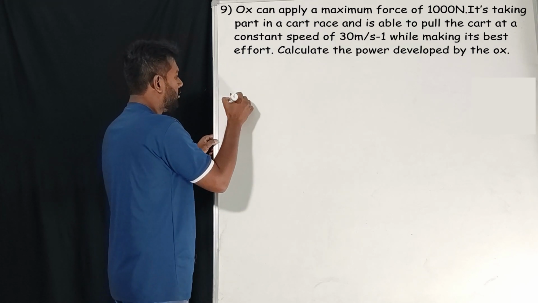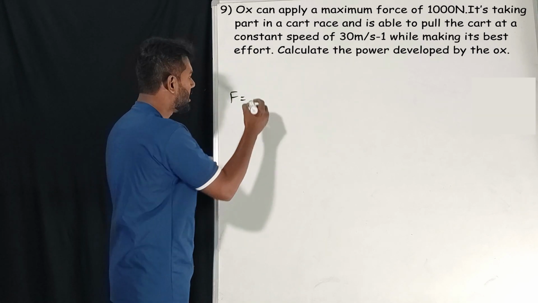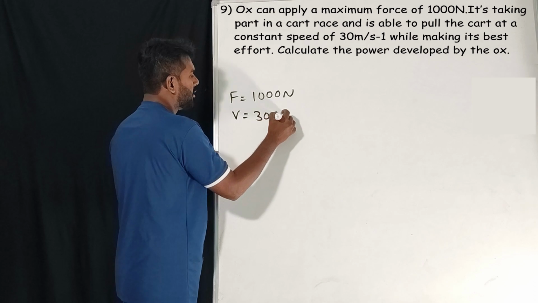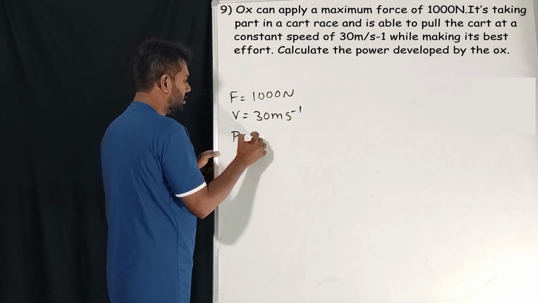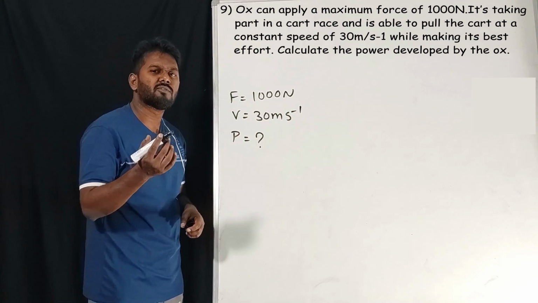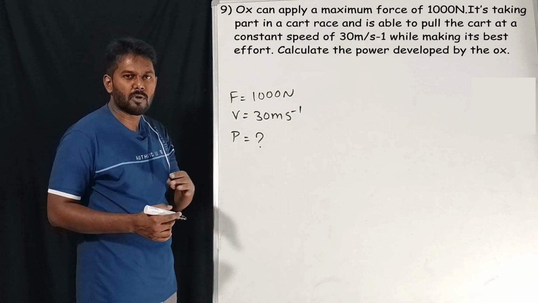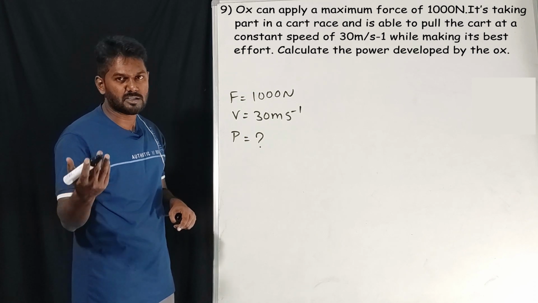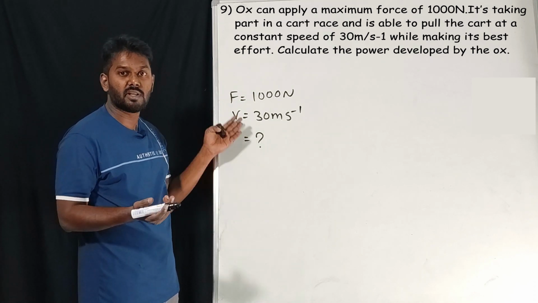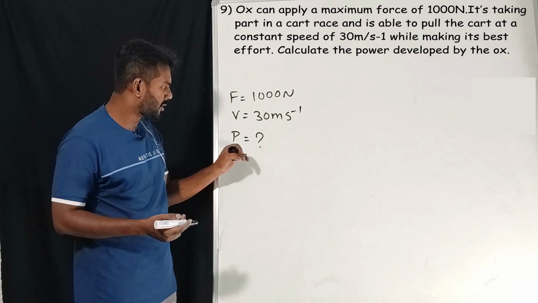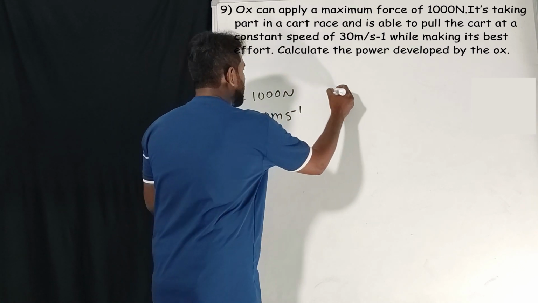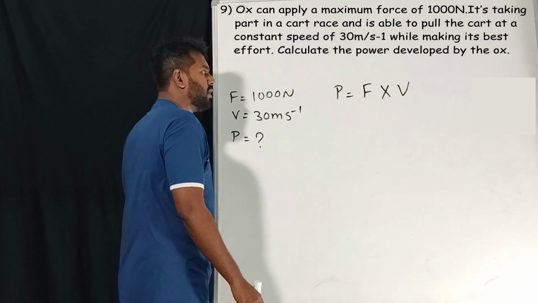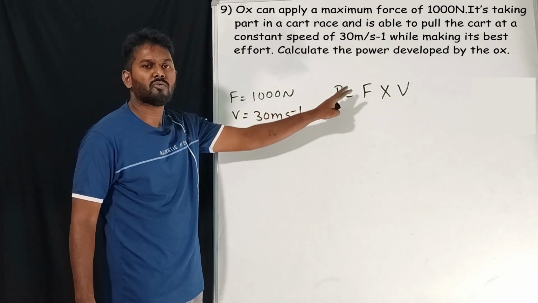So first, what is given? Force, that is 1000 Newton, then velocity 30 meter per second. They are asking for power. What is the formula for power? Work done by time. To find work done, we have force and we require distance or displacement or height, but nothing is given. They have given velocity. How can we find power? So we have a power formula: power is equal to force into velocity. This is one of the formulas to find power.